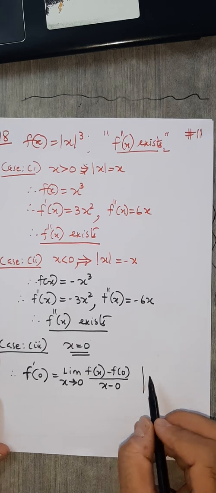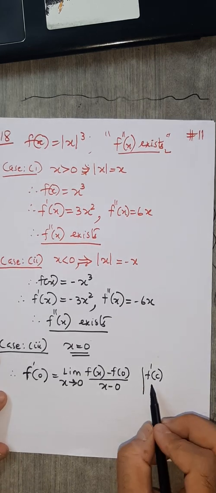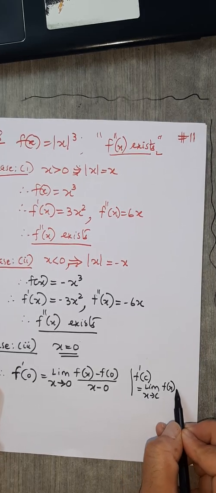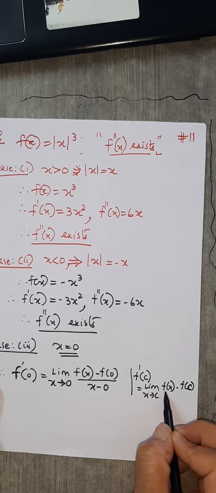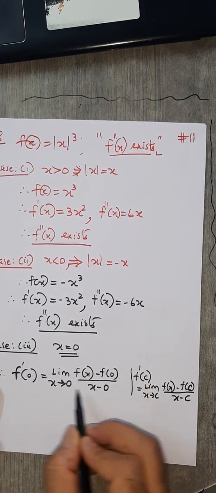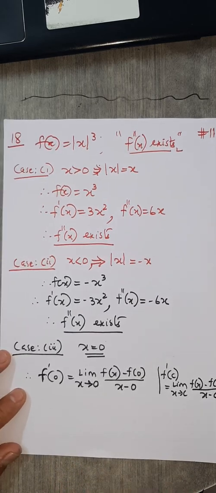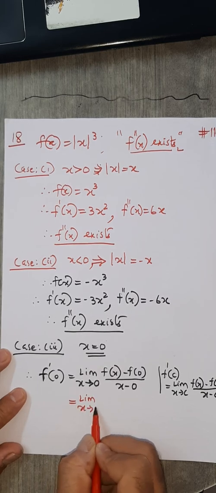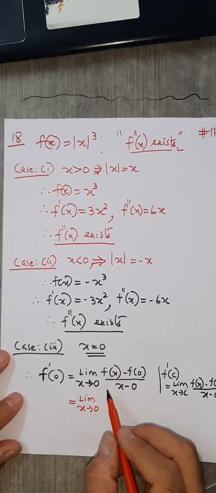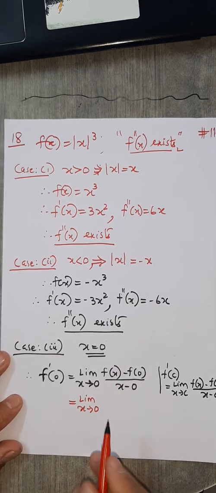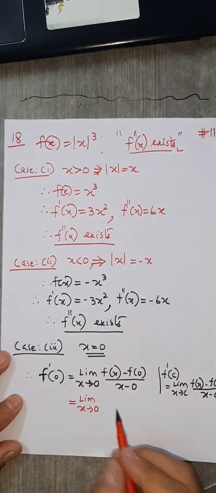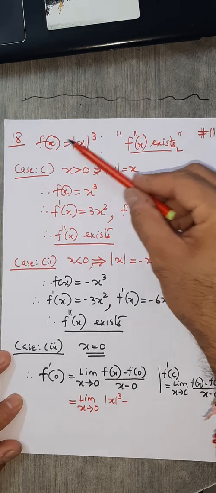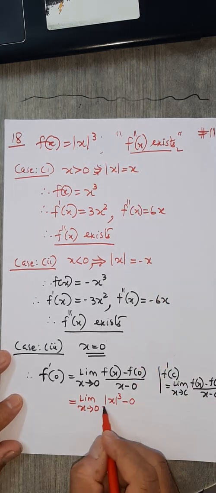Which definition have I used? If you recall, f dash c is the limit as x tends to c of f of x minus f of c upon x minus c. In place of c, I place 0 here. I hope this is clear to you. Now we show that these exist. So this is the limit as x tends to 0. What is f(x) here? You know here f(x) will be modulus x the whole cube, minus what is f of 0? You put 0 here, so this is 0, upon x.